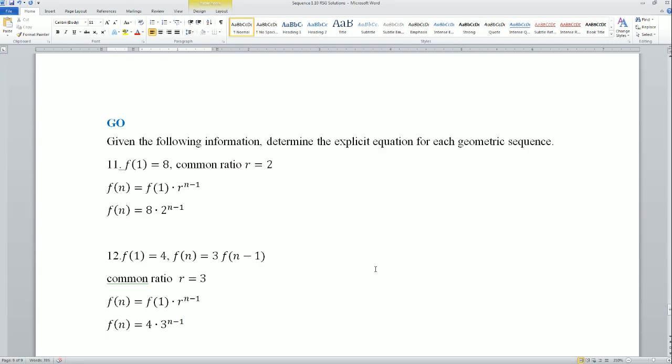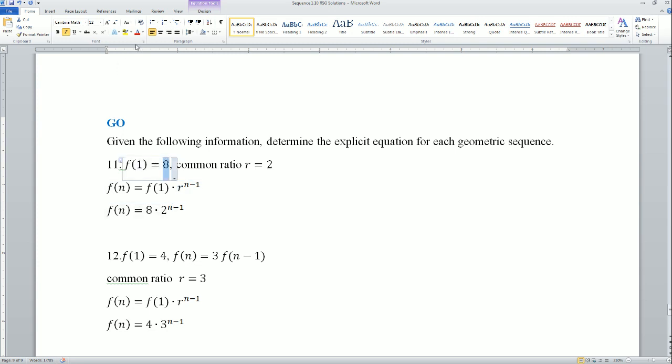Here's the go part. Given the following information, determine the explicit equation for each geometric sequence. I am only looking for the explicit, but I think here I gave you both the explicit and recursive. So here f of 1 is equal to 8. The common ratio here is 2. Oh no, this is the explicit. Yes, this is just the explicit. So f of 1 is equal to 8 because that's the first term. The common ratio here is 2.